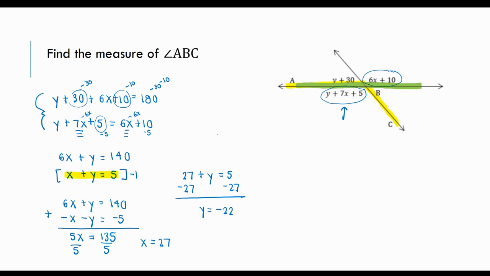Now that I have that information, I'm going to be able to plug that in to find the measure of angle ABC. So we'll have -22 plus 7 times 27 plus 5. I'm going to take -22 plus 5 to give us -17. We'll have 7 times 27, which gives us 189. When I combine those two numbers, we find out that we've got a 172-degree angle.